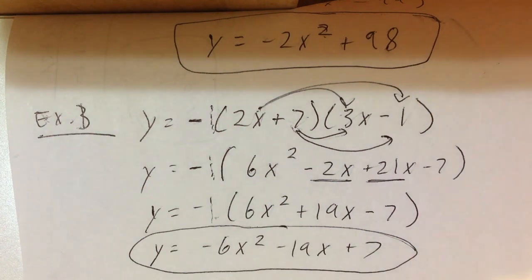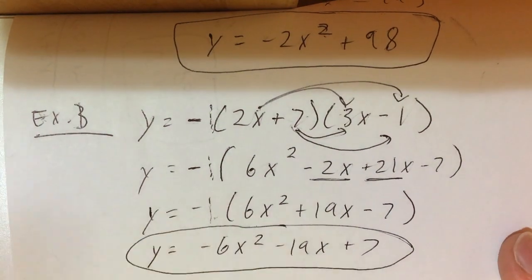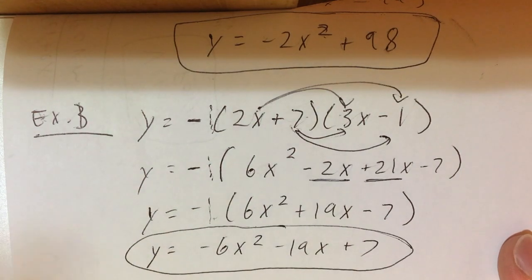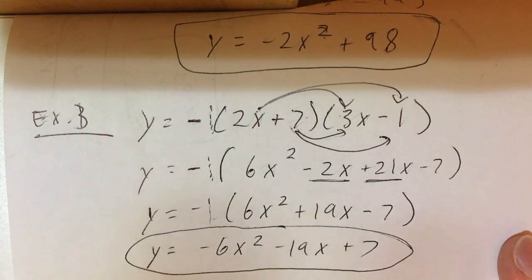That's it. This is all this entire idea is, converting from intercept to standard form. All you're really doing is distributing and combining like terms. Very much how we work with vertex form, right? All right, so that's really it.